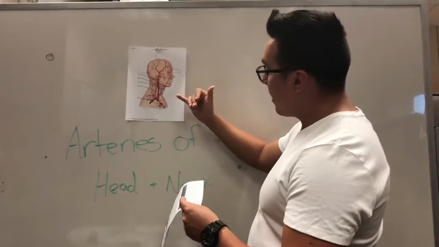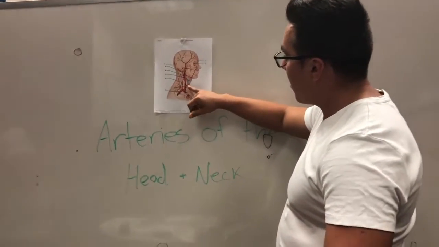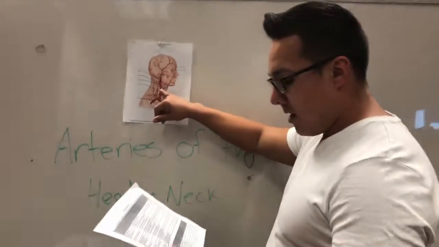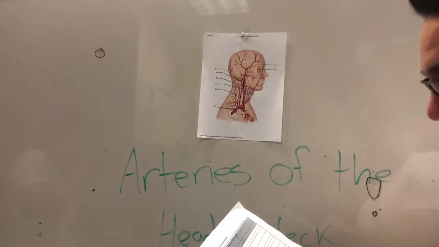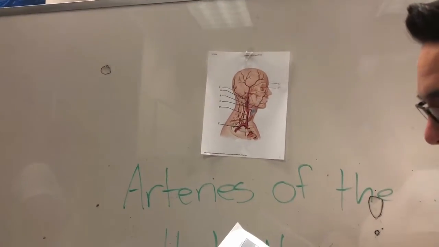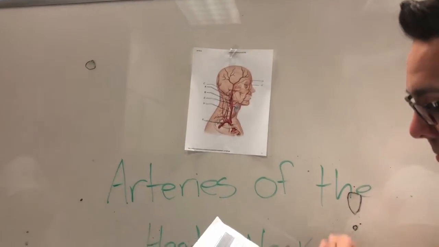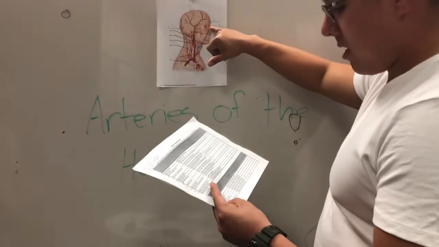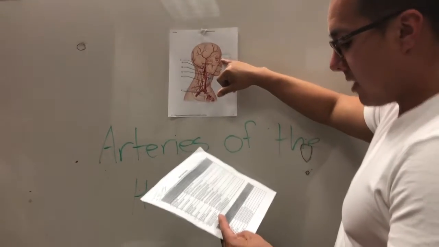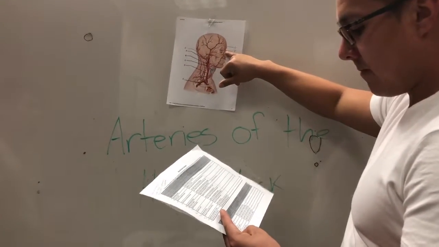After that, we have the internal carotid. It's kind of hard to see on the diagram. And from the internal carotid artery, they branch to form the common carotid arteries. Just above the internal arteries, we have the ophthalmic artery, which branches from the internal carotid to the eyes.